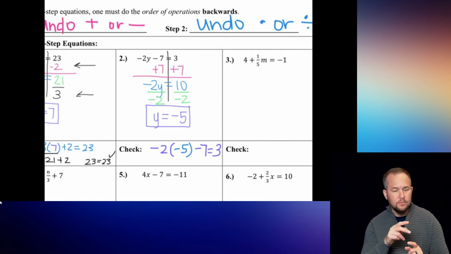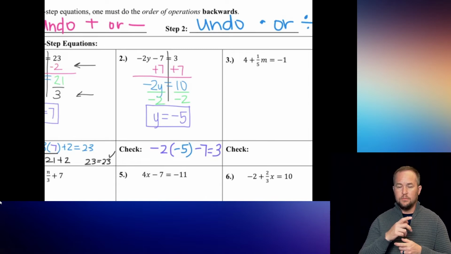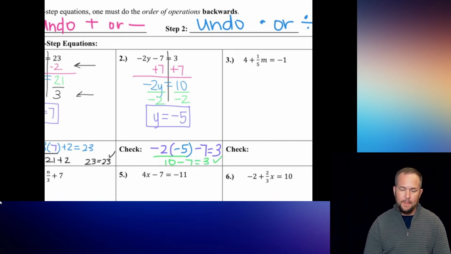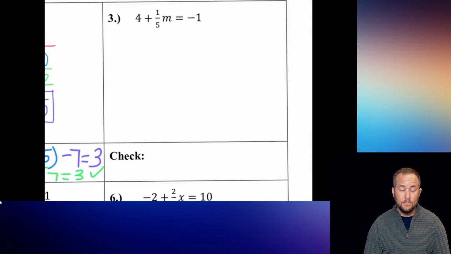So instead of using y, I'm replacing it with negative 5. So then order of operations, the correct way, negative 2 times negative 5 gives us 10. Take away 7 is indeed a positive 3. All right, so now we're going to look at question 3.